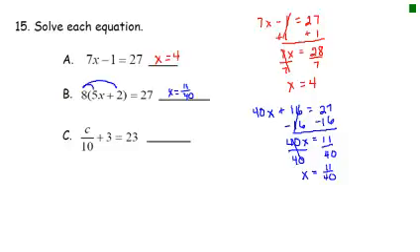All right, and then letter C. We want to get rid of that plus 3 by subtracting 3 on both sides. That gives us C divided by 10 equals 20 minus 3 is 20. So now, remember, we have to do the inverse of dividing, which is multiplying. So we're going to multiply by 10 on both sides. Those will cancel out, and you get C equals 200.